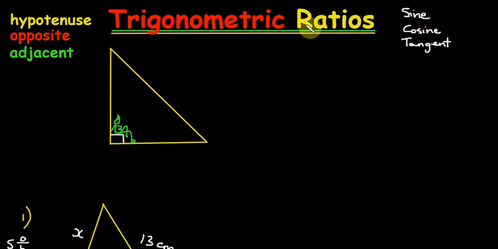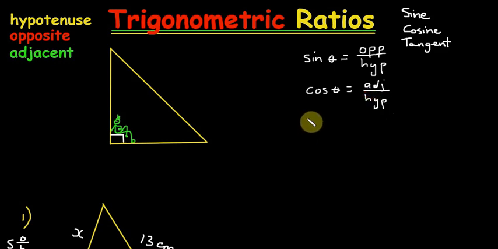So what is trigonometric ratio? Simple. The sine of an angle, I shorten this as SIN, is equal to the ratio of its opposite side divided by the hypotenuse. The cosine of an angle, I write it as COS for short, is equal to the ratio of its adjacent side divided by the hypotenuse. And the tangent of an angle, we shorten it as TAN, is equal to the ratio of its opposite side divided by its adjacent side.